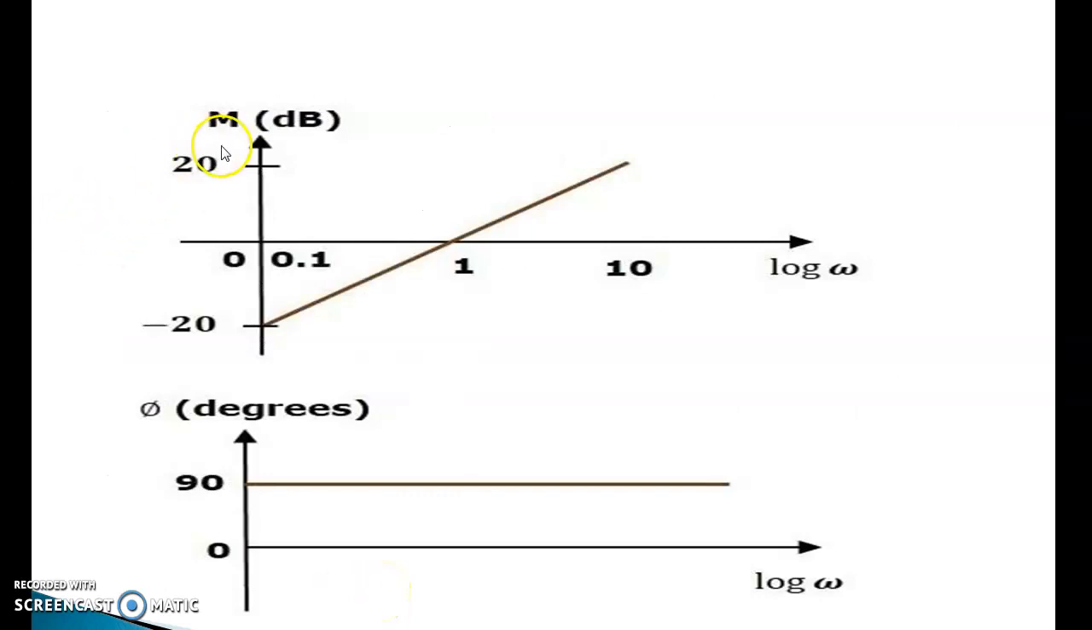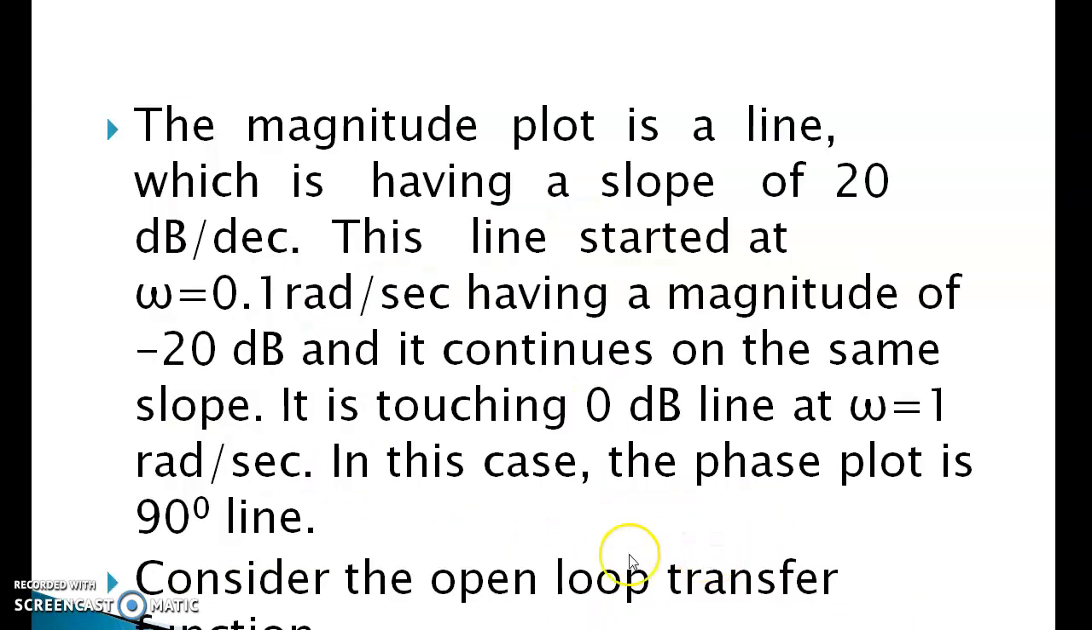This one is the Bode plot. This is the diagram drawn between magnitude in decibels with respect to log omega. This is 0, this is 0.1, 1, 10, etc. This is 20, this one is minus 20. This one is the line. Then the phase angle phi in degrees versus log omega. This is the 0 reference line. This is the 90 degree line, and this is horizontal to the log omega axis.